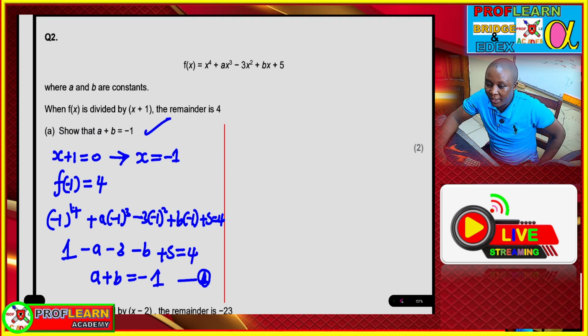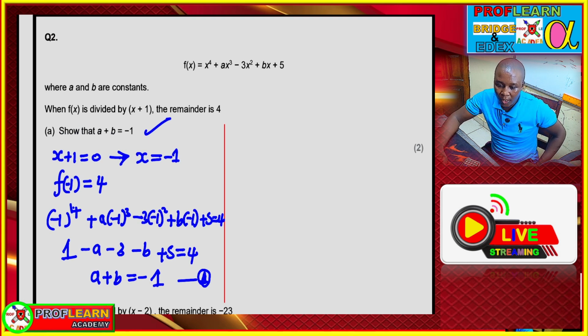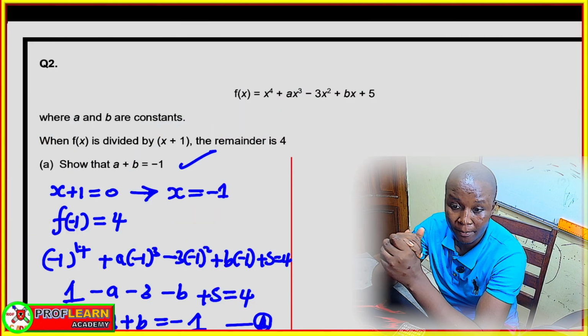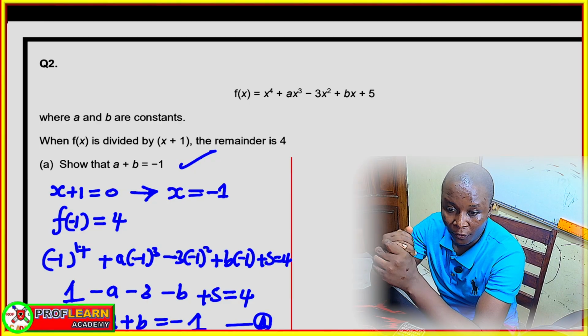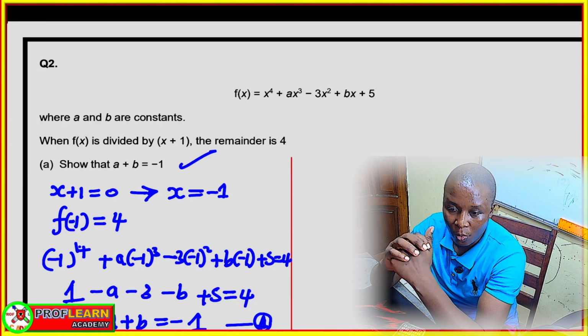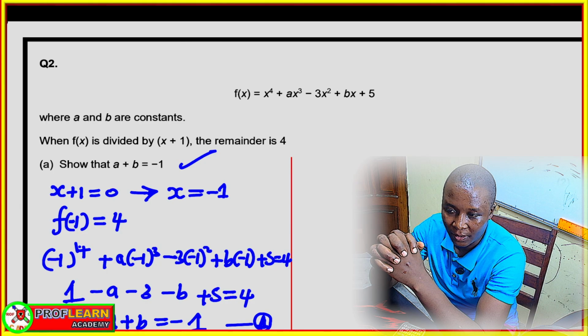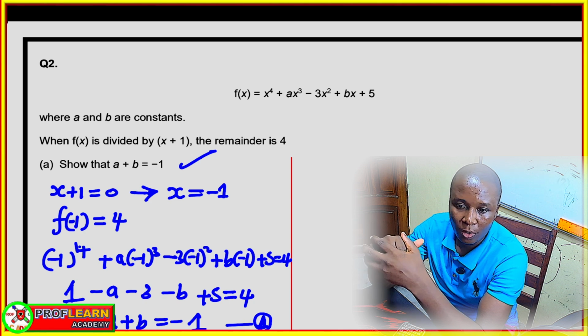Another main area that you really have to know how to work out, have to be ready to work out in that particular exam, is the concept to do with factor theorem and remainder theorem. So for instance here, we are told that f of x is equal to x raised to power 4 plus ax to the power 3 minus 3x squared plus bx plus 5 is a function, right? So you are supposed to show that a plus b is equal to -1.